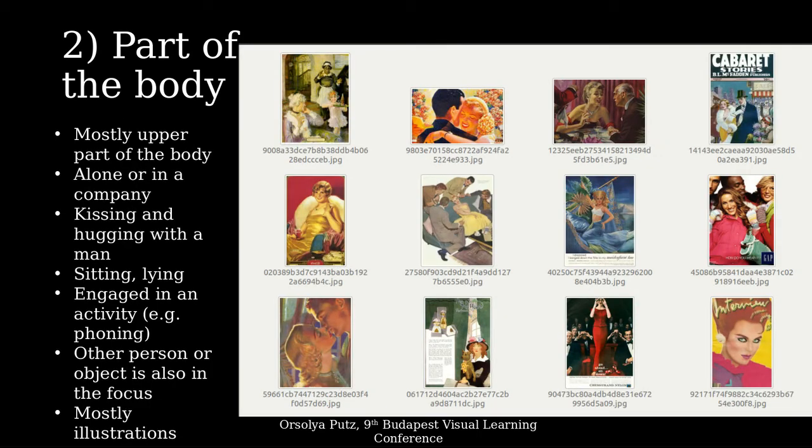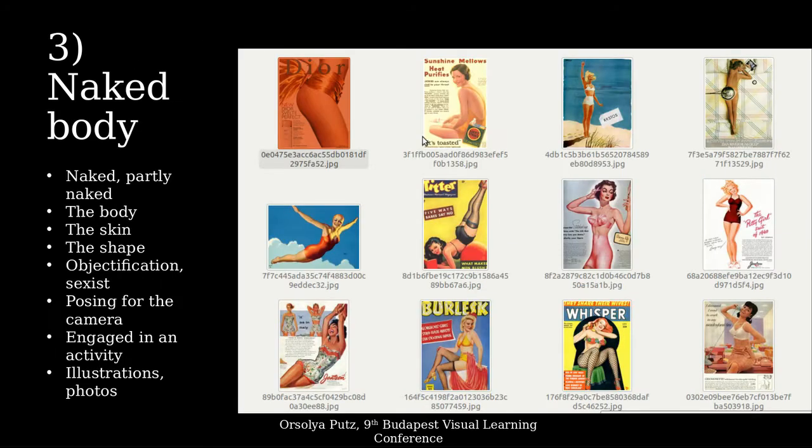The images of the next category let the viewer see more from the woman than her face. Images belonging to this category show mostly the upper part of the body. These women are captured while they are engaged in some kind of activity, like sitting, lying, hugging, kissing, or phoning. The person or persons they are with and the object they manipulate also get into the focus of attention. Mostly illustrations belong to this category.